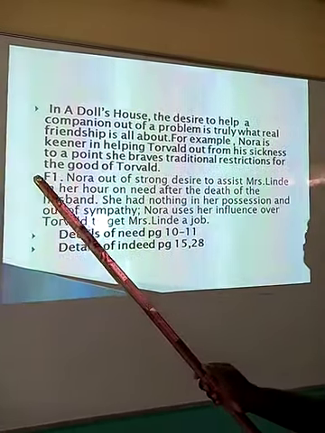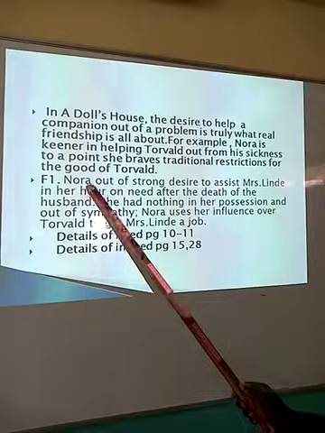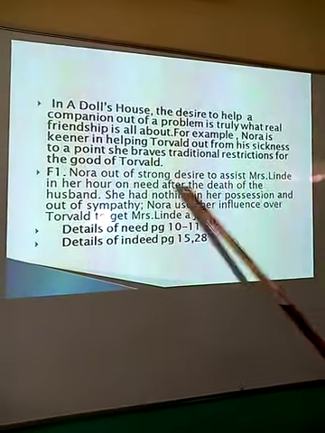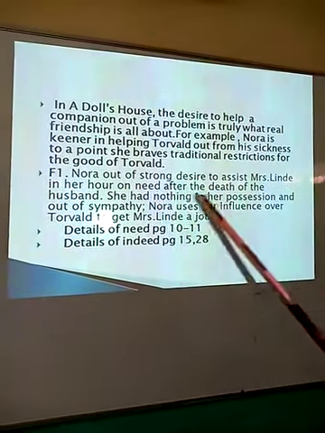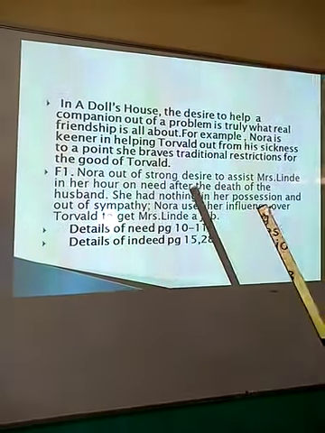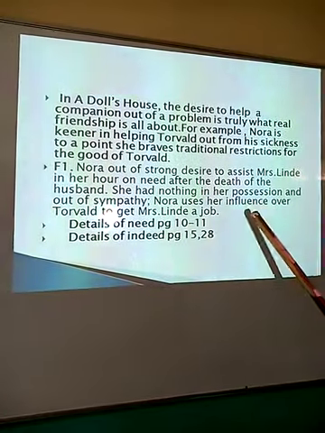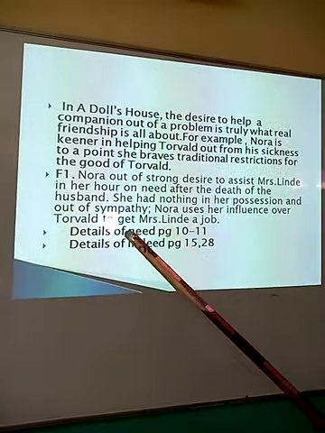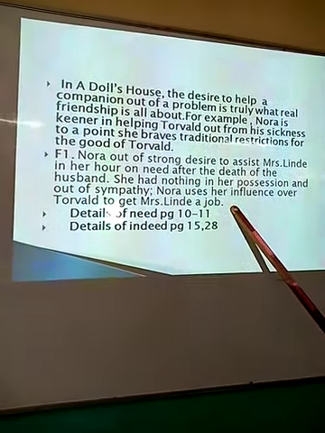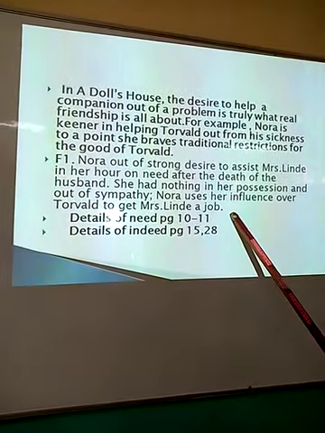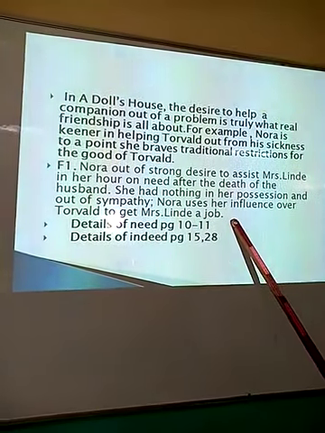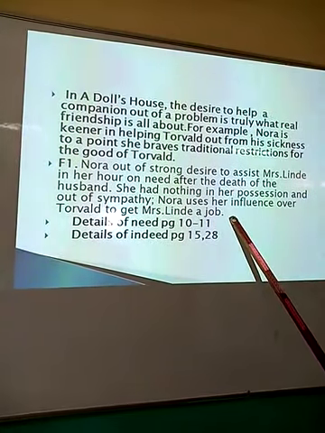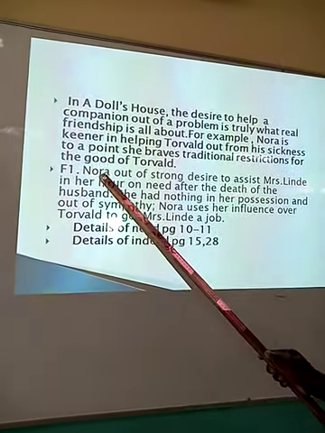Now, look at the first point. This is what we call an episodic sentence. F1, friendship. That is, Nora, out of strong desire to assist Mrs. Linde in her hour of need after the death of the husband, who had left her with nothing in her possession, and out of sympathy, Nora uses her influence over Torvald to get Mrs. Linde a job. Now that is what we call an episodic sentence. It should answer the question. The question is about a friend in need is a friend indeed. Now we are pointing out that Nora is a friend.